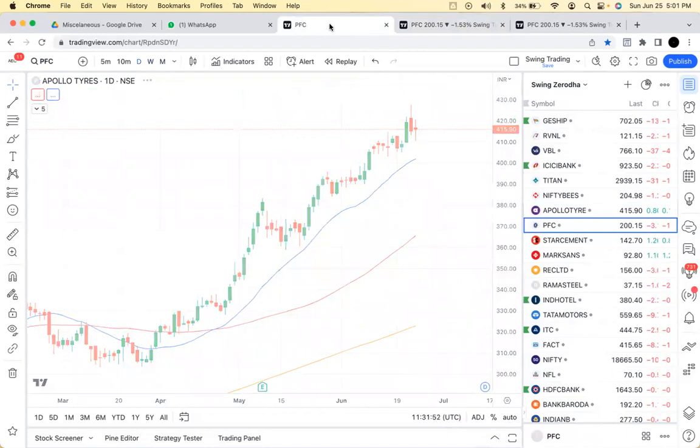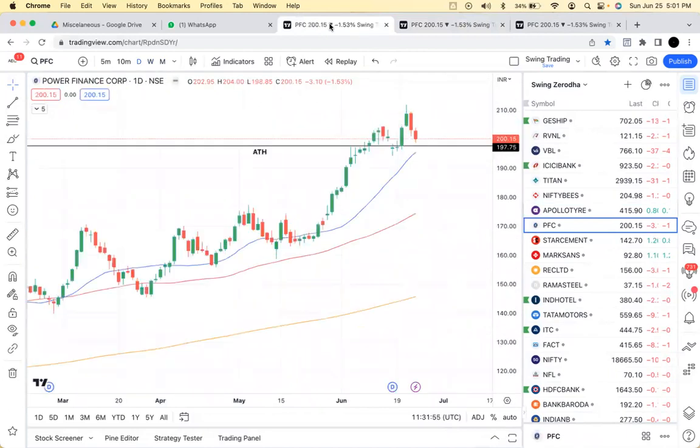PFC on the daily chart. All right, here we are on the daily chart. See, it's breaking through. Look at that. It's almost a textbook approach. See, it broke through and tested the all-time high again, and broke through, went a little further and tested it again. Now let's see what happens.